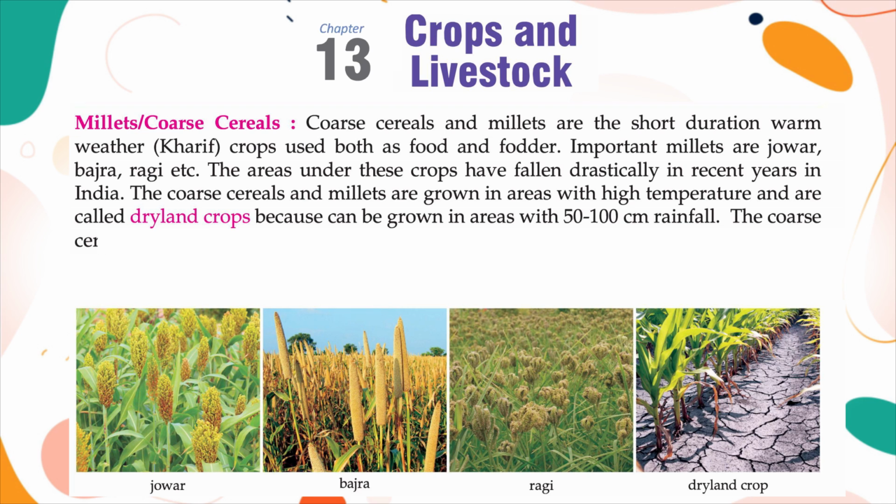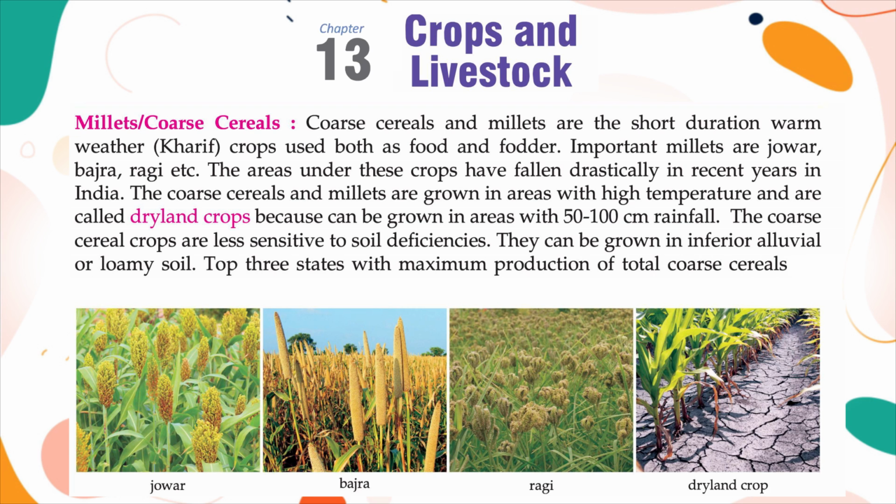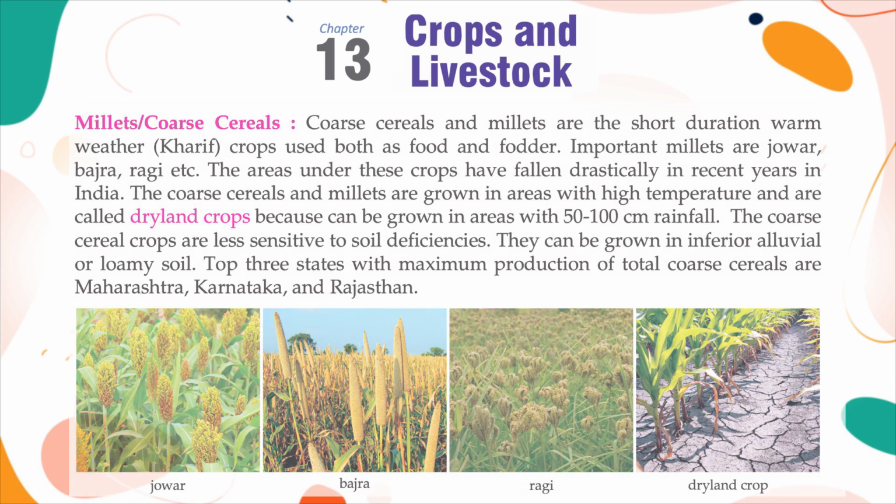The coarse cereal crops are less sensitive to soil deficiencies. They can be grown in inferior alluvial or loamy soil. Top 3 states with maximum production of total coarse cereals are Maharashtra, Karnataka and Rajasthan.